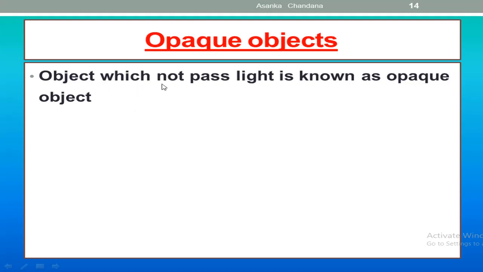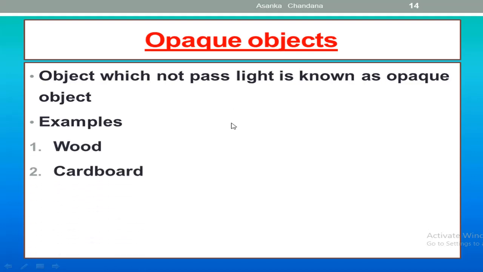An object which does not pass light is known as an opaque object. Now we have learned about transparent objects, translucent objects, and finally opaque objects. Right, let's learn about examples of opaque objects.